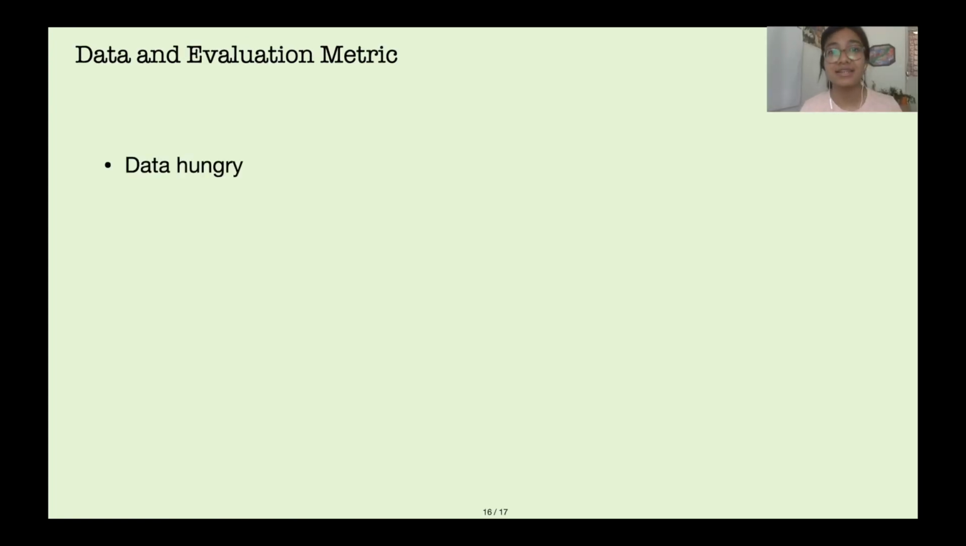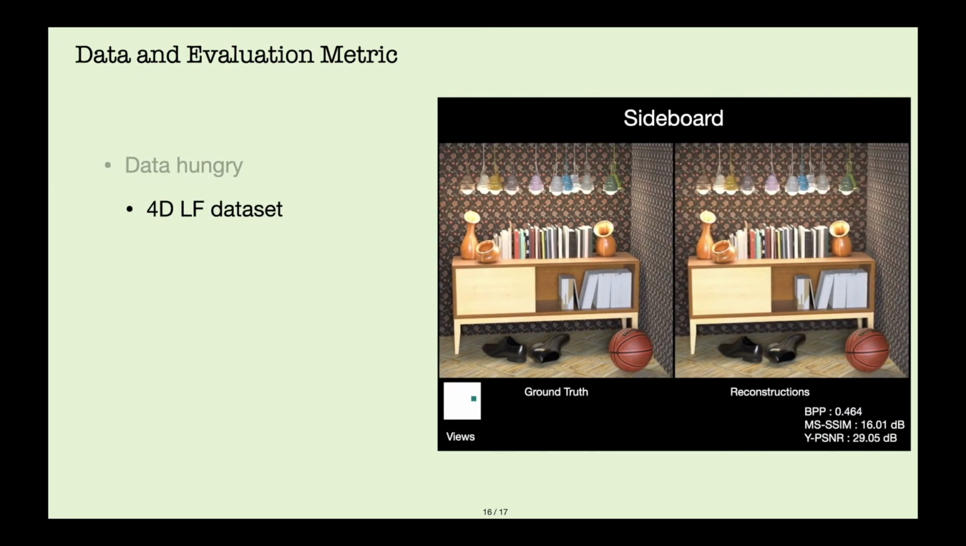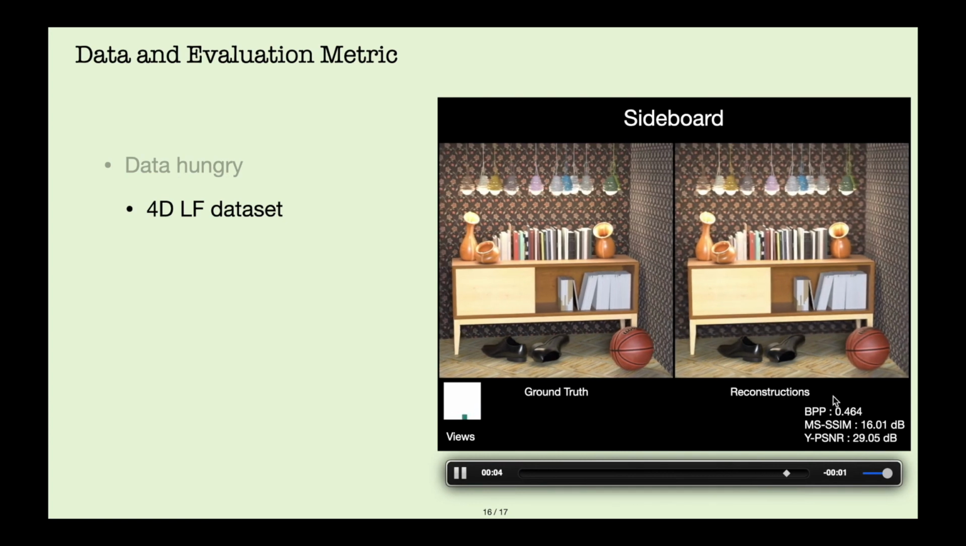Now, it is a well-known fact that deep learning models are data hungry, and the result is highly affected by the quality and quantity of data we can show. So we tried to test on the synthetic 4D light field dataset, and the results were not good. There were a lot of smoothing artifacts.